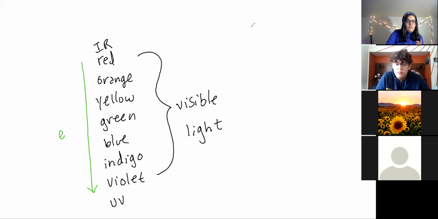Okay, this is energy, right? In which way does the wavelength increase? From violet to red, I think. Yeah, the opposite direction, right? This is wavelength.